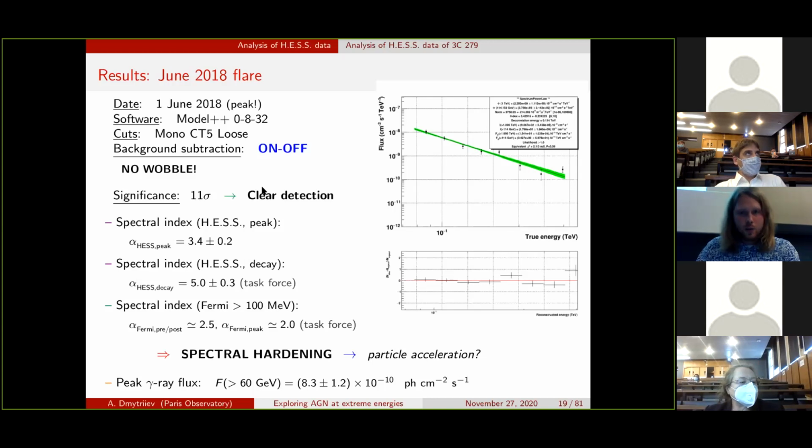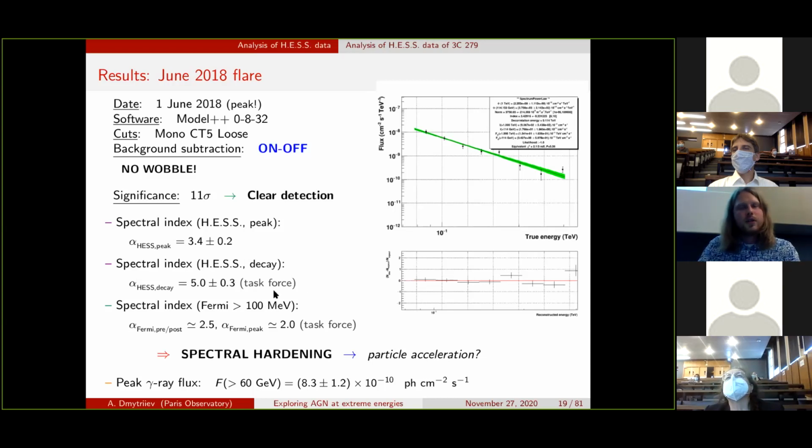And we detect the source during the peak of the flare at 11 sigma, which is a clear detection. Using the data, I computed the spectrum of the source during the flare peak above 60 GeV, which is shown here. It extends up to a few TeV, which is a remarkable result, I think. The spectral index is around 3.4 during the peak, and we can judge that this is harder than during the decay.